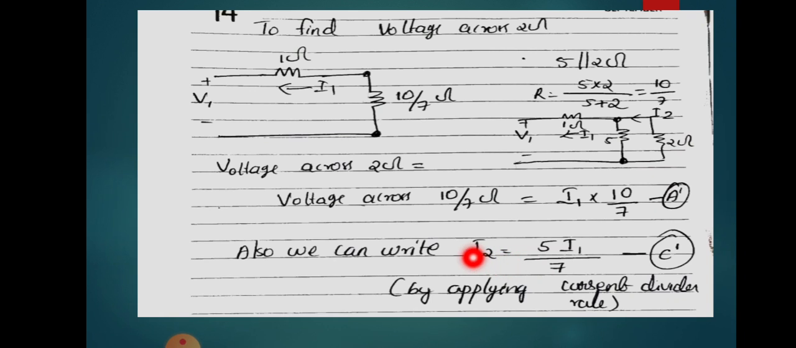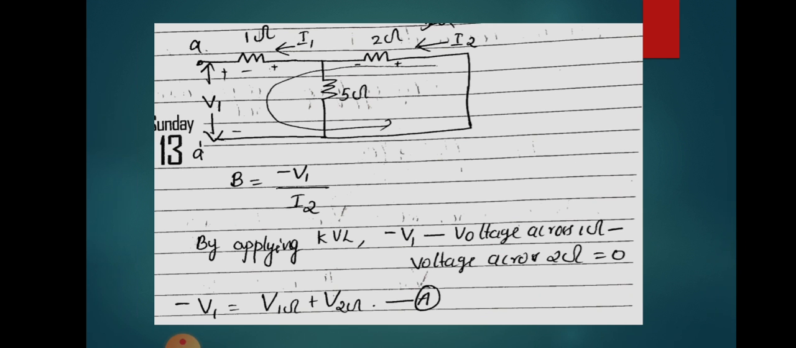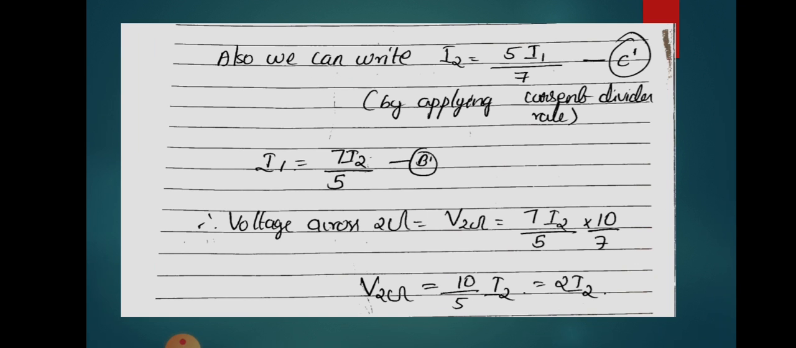So now we have a relation connecting I2 and I1. That is also useful for you to solve this. Now your equation is this one. Here you want to find V1 and I2. If you represent V1 in terms of I2, then you can cancel the I2 terms, so you will get a final value here. Now the equation is minus V1 equal to V1 ohm plus V2 ohm. Now we find the V2 ohm value, and next we have to find the V1 ohm value.